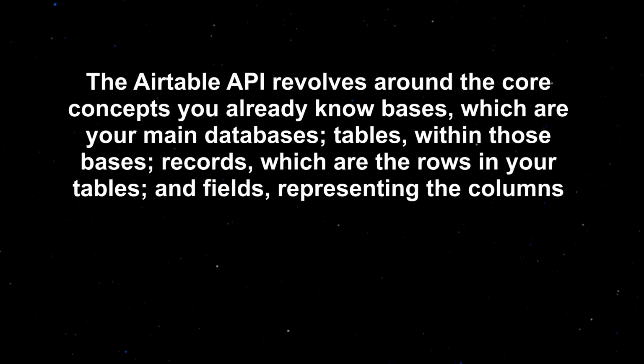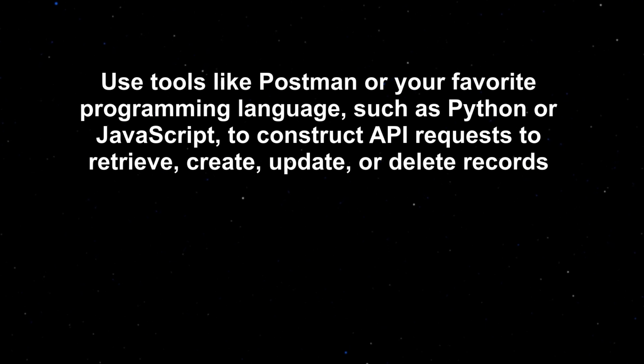The Airtable API revolves around the core concepts you already know: bases, which are your main databases; tables, within those bases; records, which are the rows in your tables; and fields, representing the columns. Use tools like Postman or your favorite programming language, such as Python or JavaScript, to construct API requests to retrieve, create, update, or delete records.